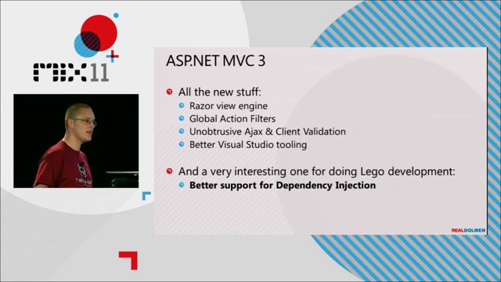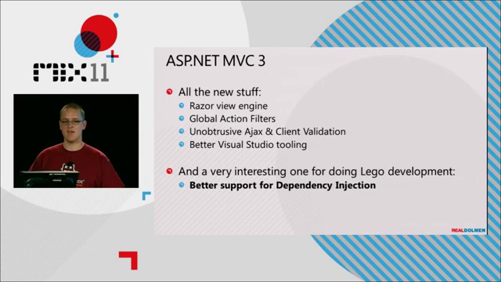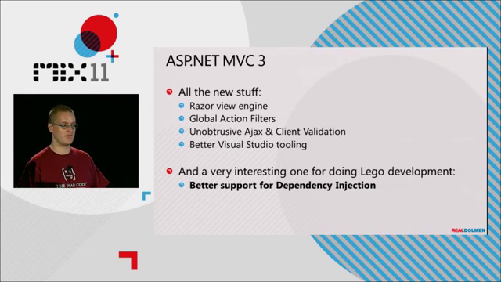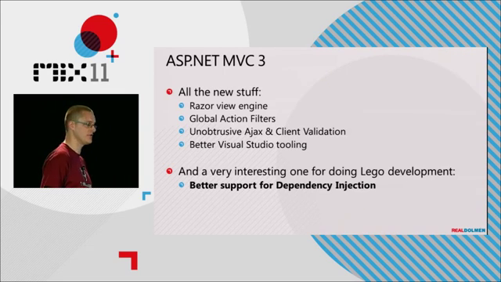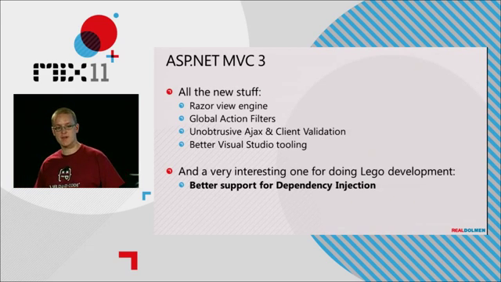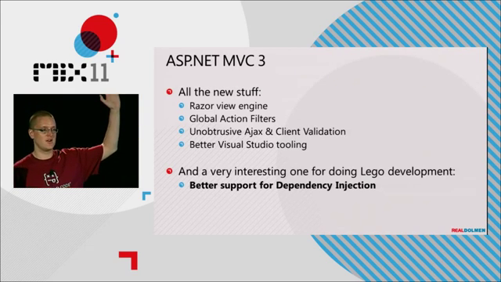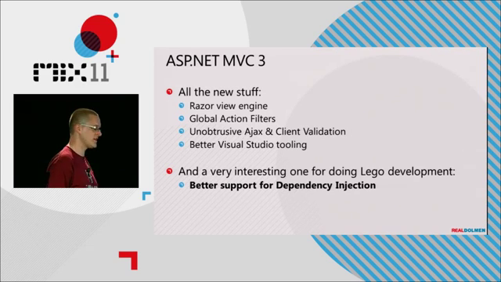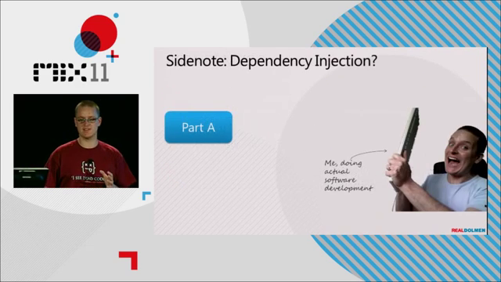But something really interesting in MVC 3 is the better support for dependency injection. So every time ASP.NET MVC needs a component, it will ask your dependency resolver if you can provide it with that component. If you don't, it will use the defaults. If you want to override something, you can inject your own there. Who's familiar with dependency injection? Okay, not everyone.